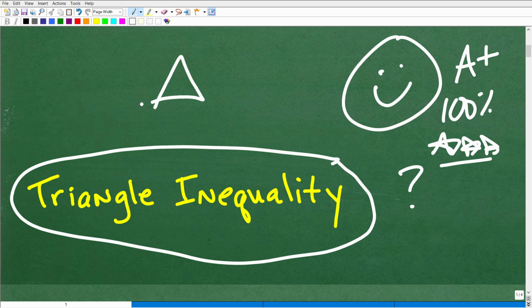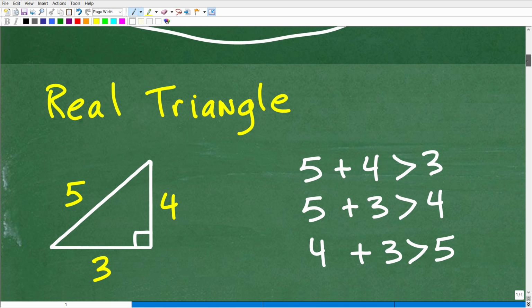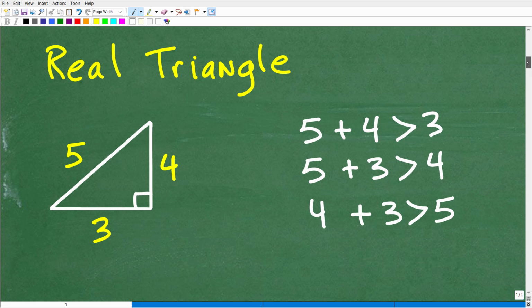Okay, triangles obviously are a very common shape. It is a polygon, a three-sided polygon, but there is so much that you need to know about triangles, and there are all different sorts of triangles. There are right triangles. It's just a big topic. You wouldn't think that a simple little shape would have so many cool things to learn about it, but it does. And what we're going to be talking about here is something called the triangle inequality. So let's go ahead and take a look at an actual real triangle.